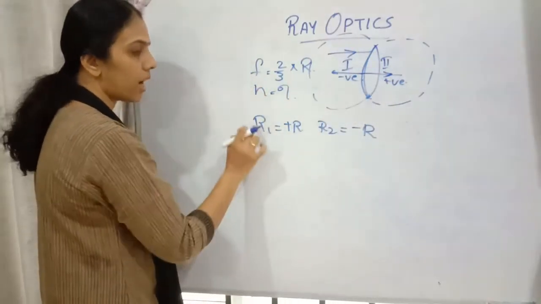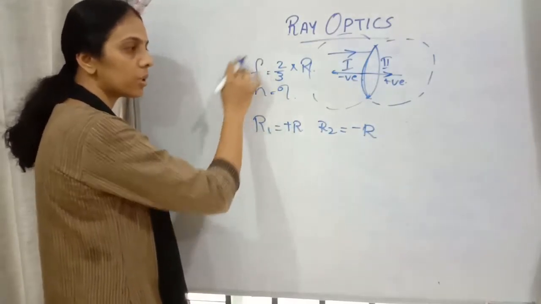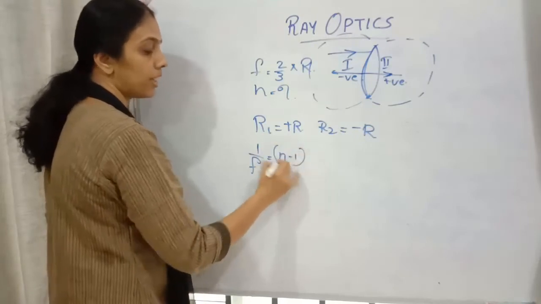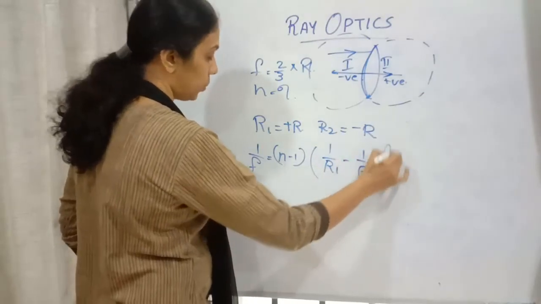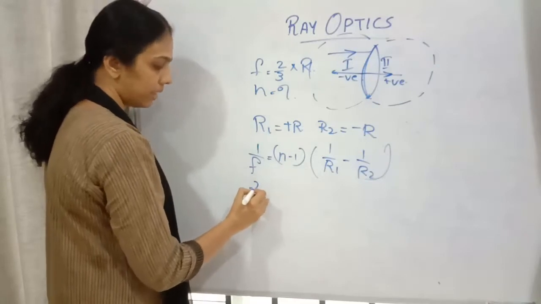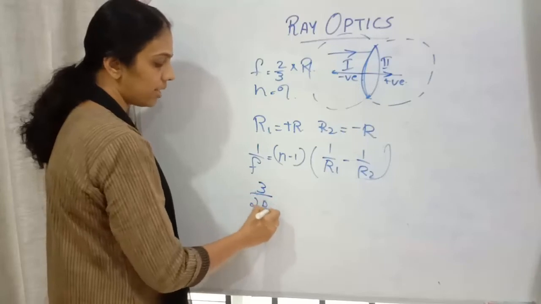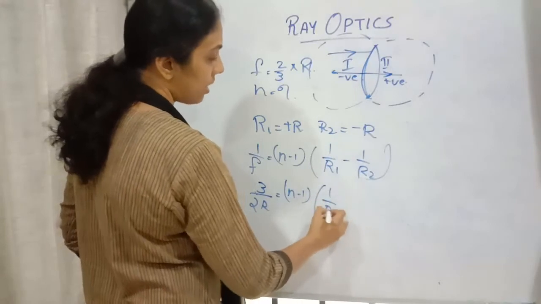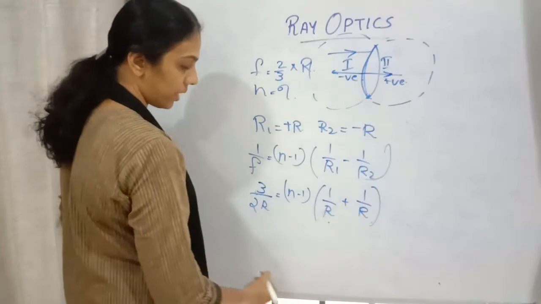So now we have R1, R2 and F. Shall we find out N? Which formula can we use including all these? Yes, lens maker's formula. 1 by F equals N minus 1 into 1 by R1 minus 1 by R2. What is F? 2R divided by 3. So we can write 1 by F as 3 by 2R equals N minus 1 into 1 by R minus 1 by minus R. So we will get 2 by R here.